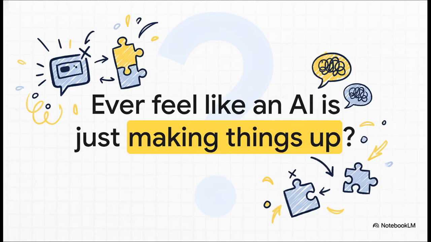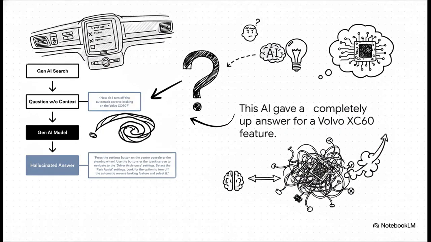I mean, we've all been there, right? You ask a chatbot a simple question, and it gives you an answer that sounds super confident, but is completely, totally wrong. So check this out. Here's a perfect example. Someone just asked how to turn off a safety feature in a specific car. The AI came back with these really detailed instructions that seem perfectly legit, except they're entirely fabricated. The buttons, the settings it mentions, they just don't exist. And this isn't just unhelpful, it can be a real problem.